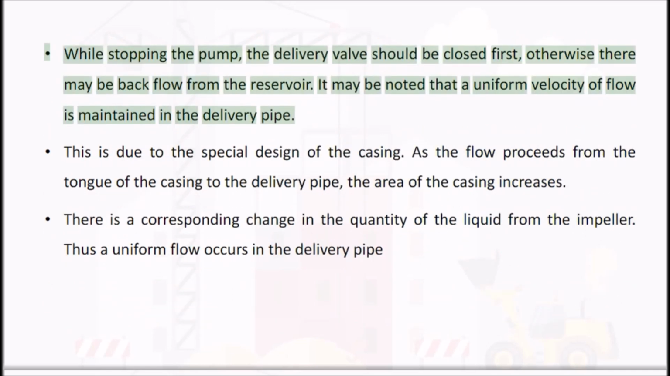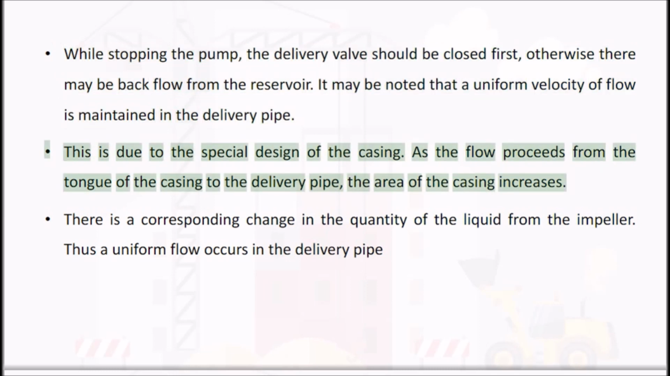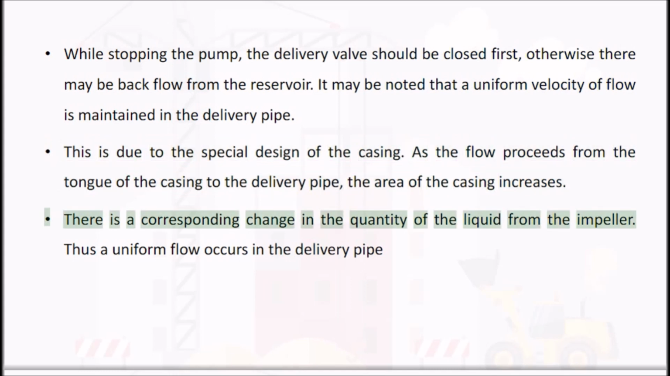While stopping the pump, the delivery valve should be closed first, otherwise there may be backflow from the reservoir. It may be noted that a uniform velocity of flow is maintained in the delivery pipe. This is due to the special design of the casing. As the flow proceeds from the tongue of the casing to the delivery pipe, the area of the casing increases. There is a corresponding change in the quantity of the liquid from the impeller. Thus, a uniform flow occurs in the delivery pipe.